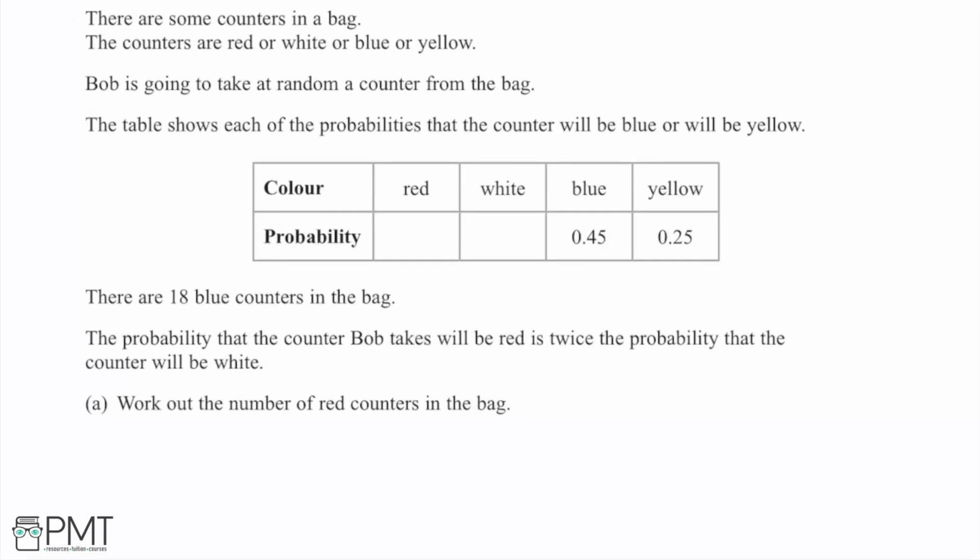So in this question, we're told that there are some counters in a bag and that the counters are red, white, blue or yellow. We're told that Bob is going to take a random counter from the bag, and we're given a table which shows each of the probabilities that the counter will be blue or yellow. So we have in the first row the colour, so red, white, blue or yellow, and the second row the probability of the counter being that colour. Red and white aren't filled in yet. Blue is 0.45 and yellow is 0.25.